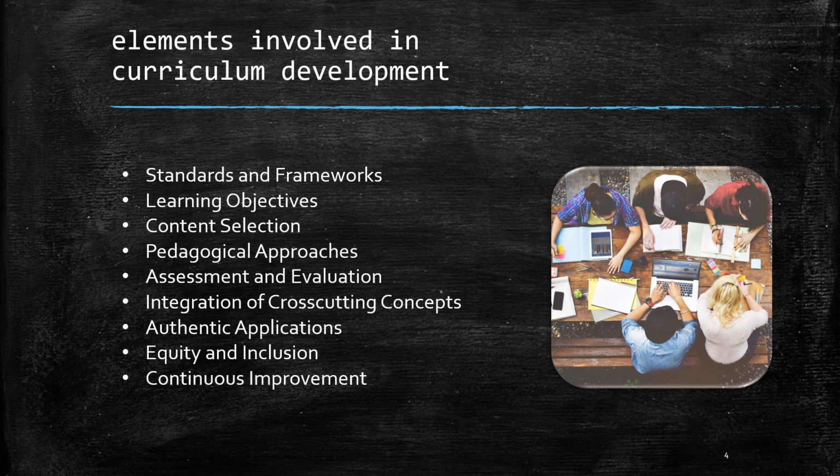Here are some key considerations and elements involved in curriculum development for high school science subjects. Standards and frameworks, learning objectives, content selection, pedagogical approaches, assessment and evaluation, integration of cross-cutting concepts, authentic applications, equity and inclusion, continuous improvement.